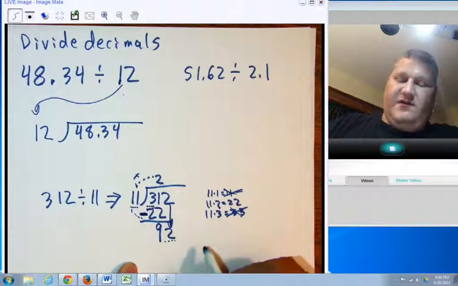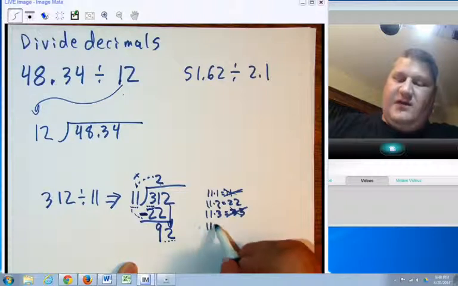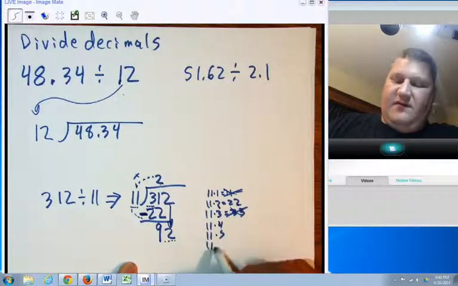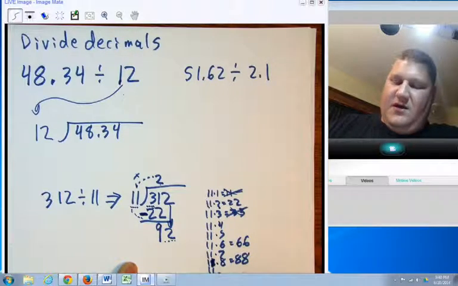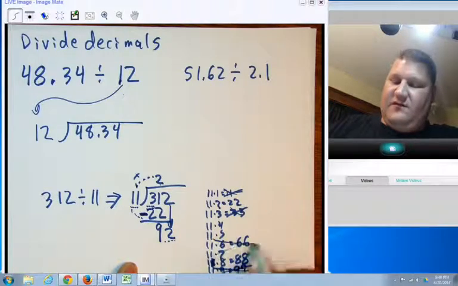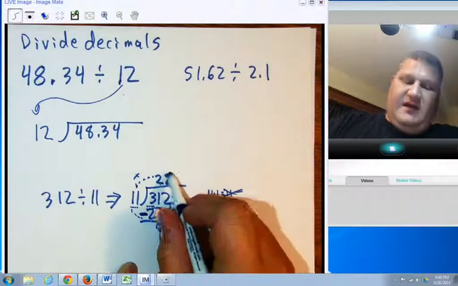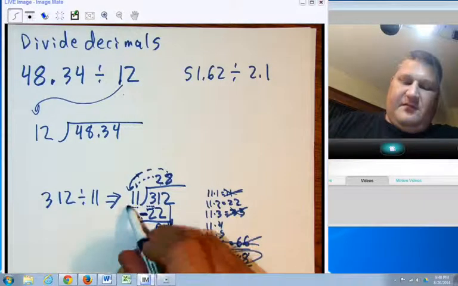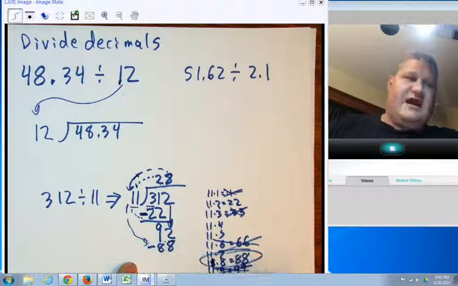92. So we have 11. Well, 11 times 1 is 11. 11 times 2 is 22. 11 times 3, 33. 11 times 4, 11 times 5, 11 times 6. Well, 11 times 6 is 66. That's not big enough yet. 11 times 7, 11 times 8 is 88. Ooh, I'm in the ballpark. 11 times 9 is 99. That's too big. These are too small. So I need 8 of them. 8 times 11 is 88. Then I subtract.